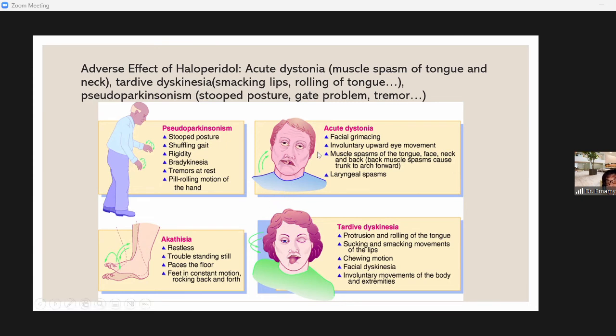The patient will have upward gaze, abnormal worm-like movement in the tongue, contraction in muscles of the neck and face. The patient will have puffing cheeks, smacking lips, abnormal or restless legs, akathisia, and also bradykinesia, all of them called extrapyramidal syndrome. You need to record all these findings and inform the healthcare provider. Treatment would be benztropine and diphenhydramine. Most of the time, only antihistamine.